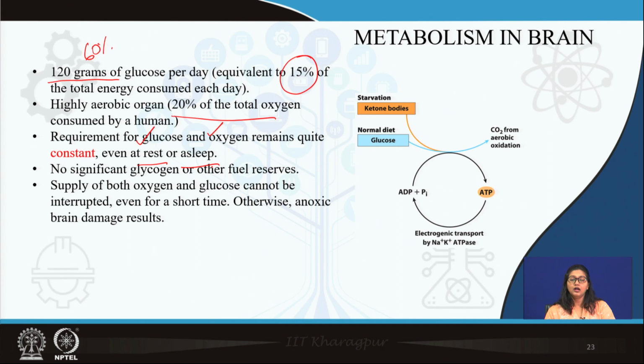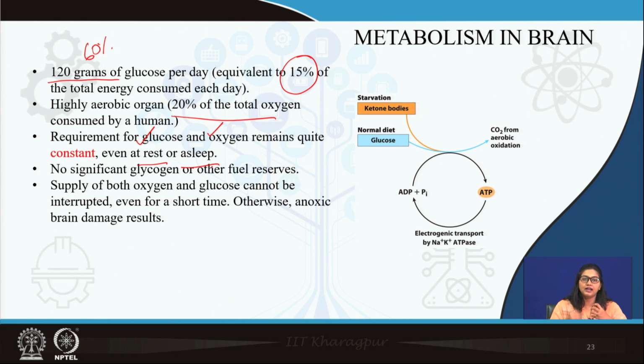So, it needs fuel, but the problem is there is no significant glycogen storage, and other fuel storage is also very low. Not only that, fatty acids cannot be utilized in brain because neurons, firstly, do not have enzymes for beta oxidation of fatty acids. Moreover, free fatty acids, which are circulated in albumin-bound condition, cannot pass the blood brain barrier. Remember, albumin cannot pass the blood brain barrier. So, fatty acid albumin complex also cannot pass the blood brain barrier. So, what will happen?